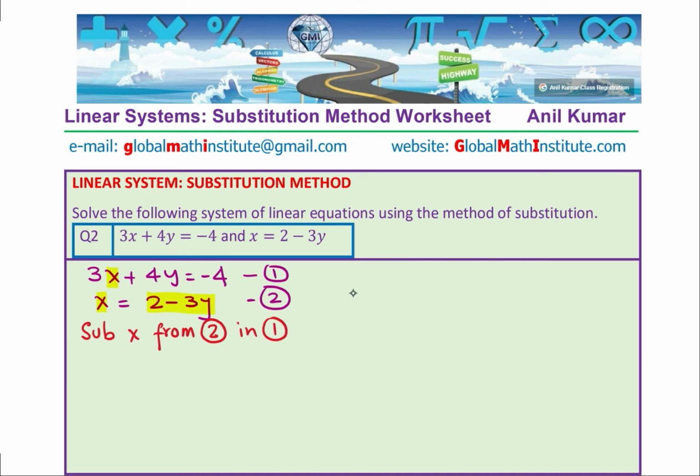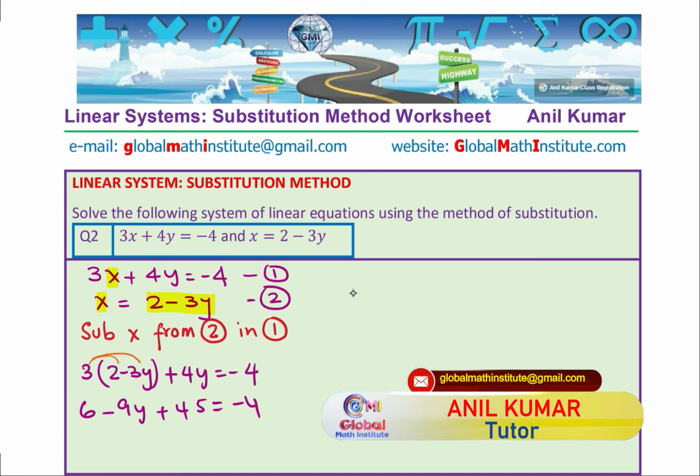So now substituting, we get 3 times (2 minus 3y) plus 4y equals minus 4. Open, apply the distributive property, multiply 3 with both 2 and 3y. You get 6 minus 9y plus 4y equals minus 4. Combine the like terms. So we get 6, you can take it to the other side, and here we get minus 5y equals minus 4 minus 6. Is that clear to you?